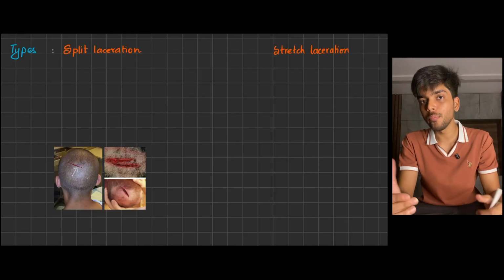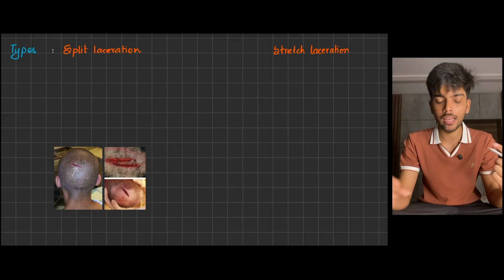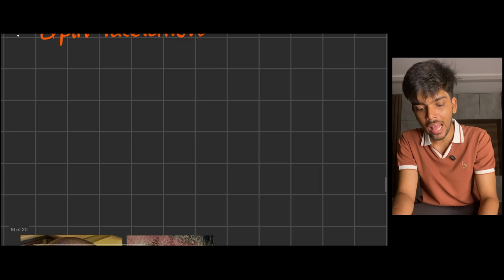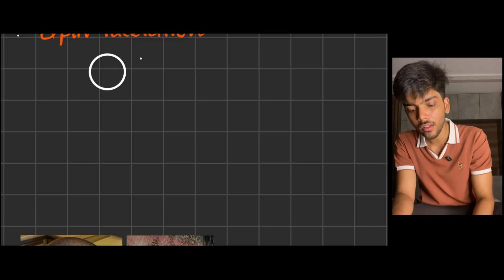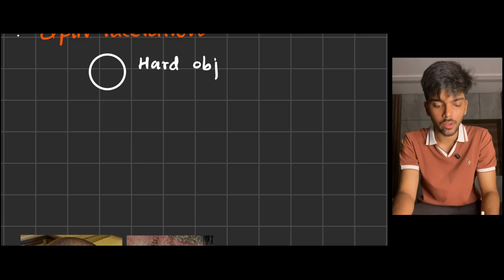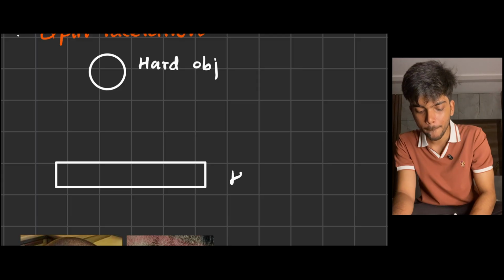Next we have the various types of laceration. We have split laceration, stretch laceration, and avulsion laceration. Under split laceration, this is what takes place. So we have a hard object that is going to impart a blunt force, and then you have a hard structure of your own body.